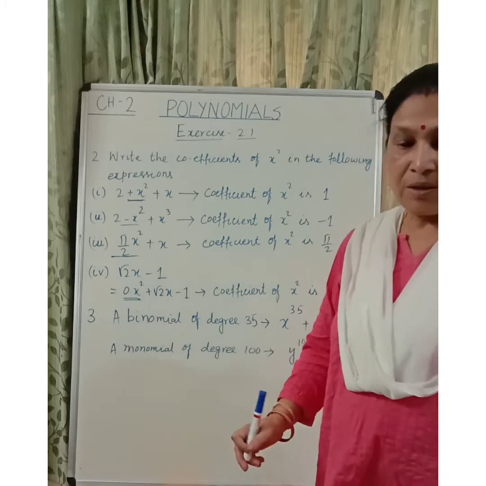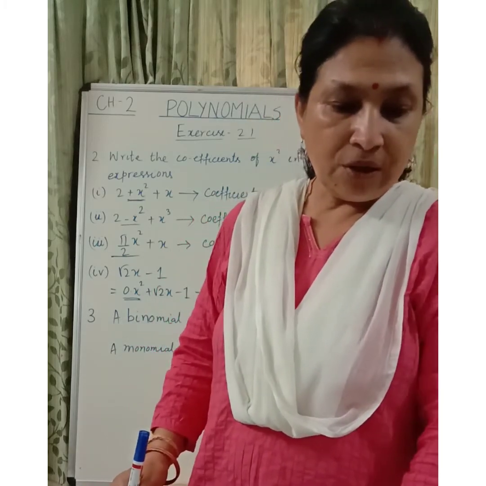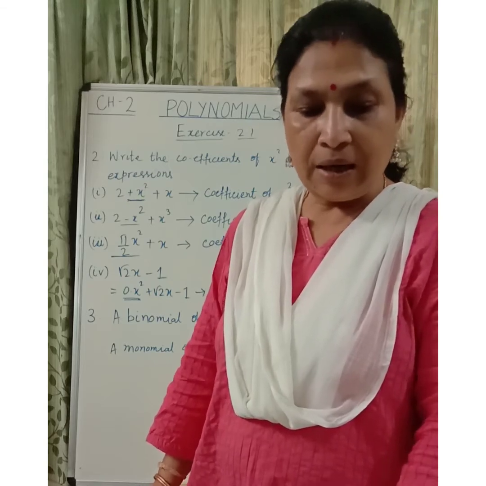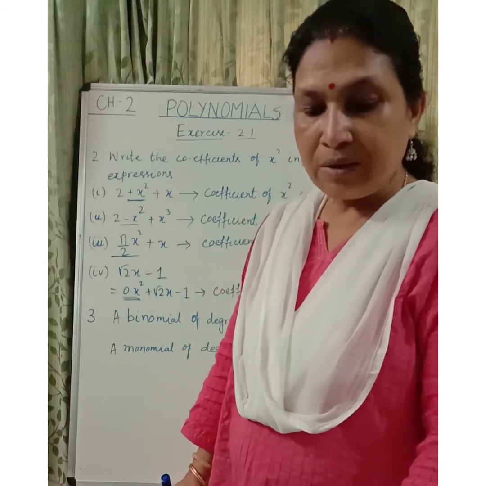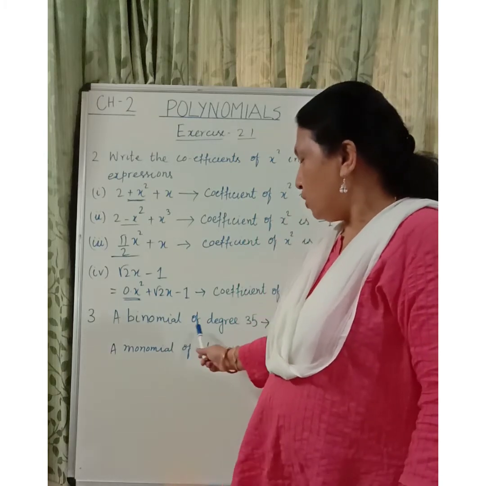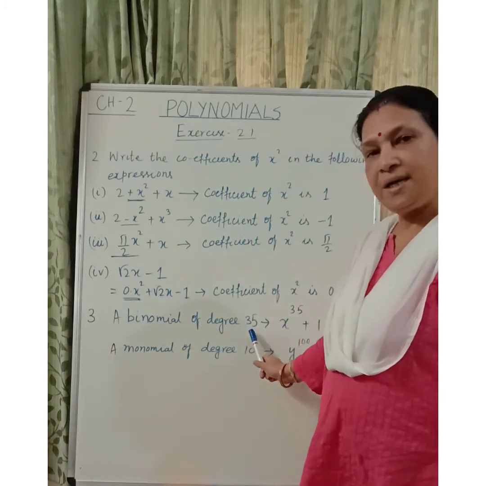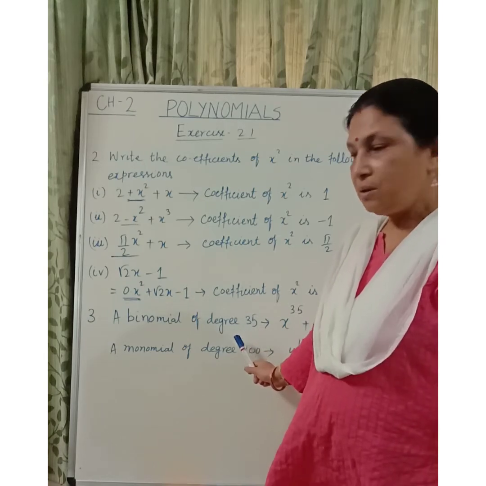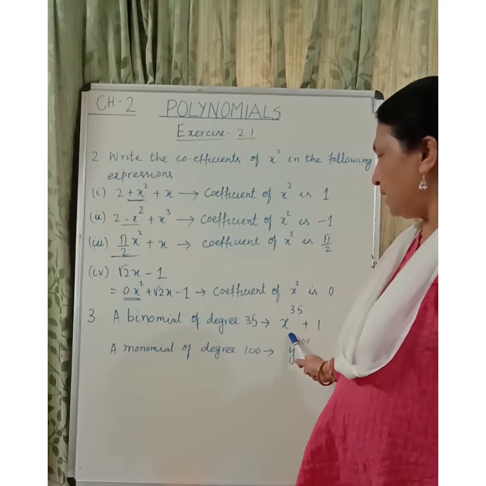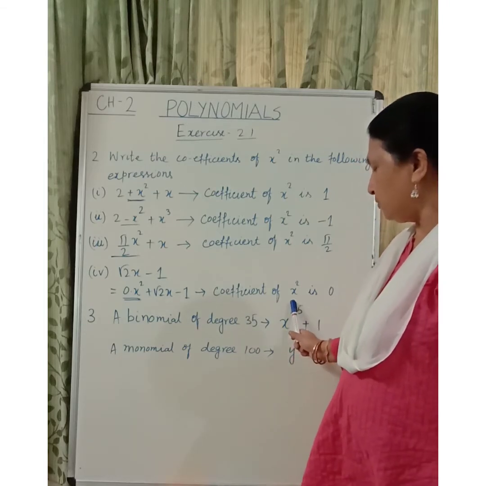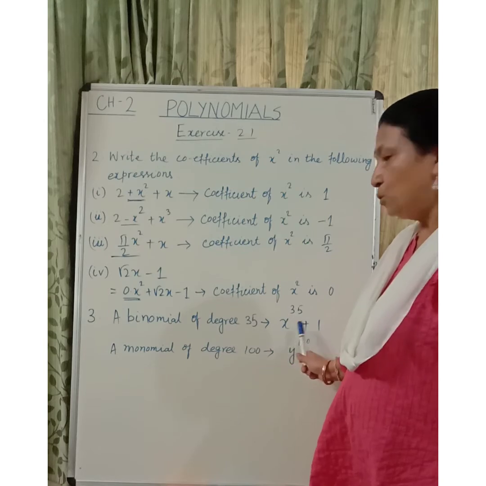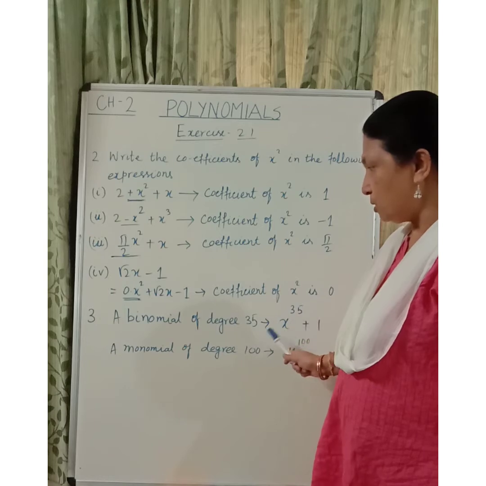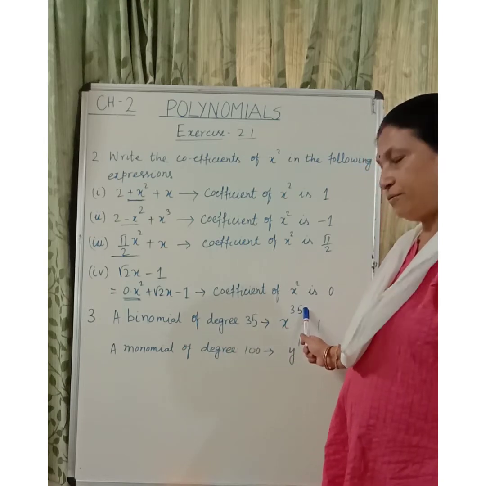Now question 3. Question 3 is, you have to give one example of a binomial of degree 35 and a monomial of degree 100. So first we will be writing a binomial of degree 35. We can write any binomial, any variable we can use. I have used here the variable x. X to the power 35 plus 1. Two terms are there. The variable x has power 35. So the degree of this binomial is 35.